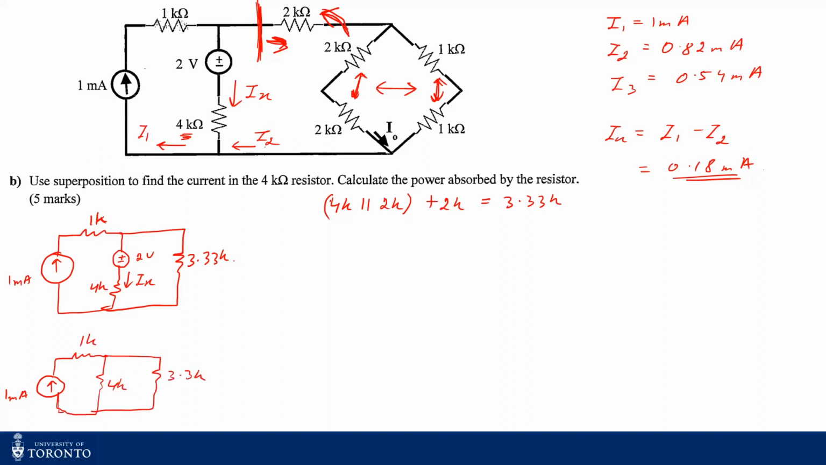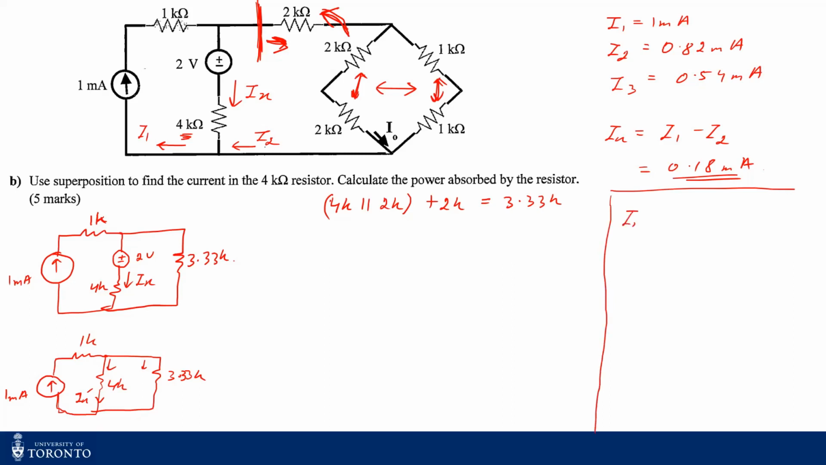So I'll call the contribution of 1 milliampere to be Ix prime, right? You see this 1 milliampere will be divided up into these two branches, so basically I will have to apply a current divider.